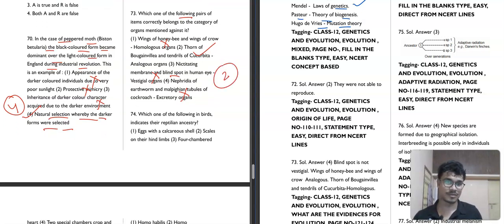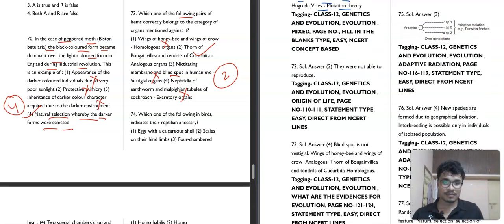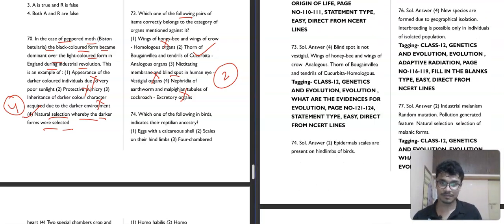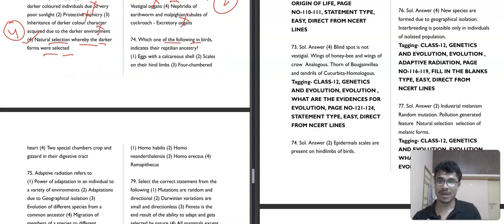Then question number 74. It is saying, which of the following in birds indicates their reptilian ancestry? Eggs with a calcareous shell? No. Scales on their hind legs. It is absolutely the main reason that epidermal scales are present on the hind legs of birds. So that is basically their reptilian history. Four-chambered heart. No. Birds have a four-chambered heart and humans have too, but that is not related to reptiles. Two special chambers, crop and gizzard, that is also not correct. So the second option is our correct answer.